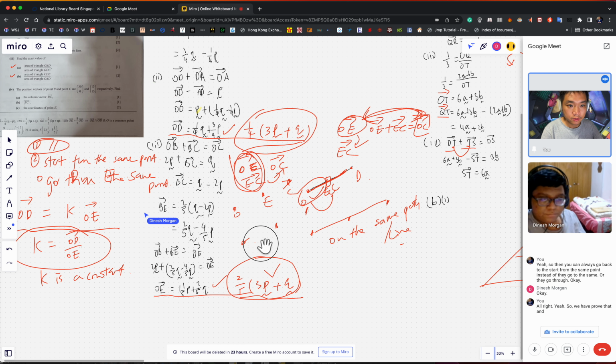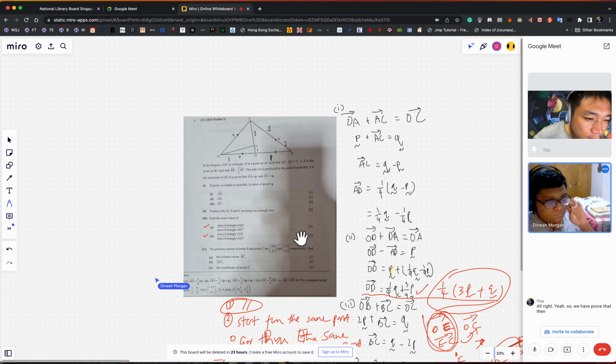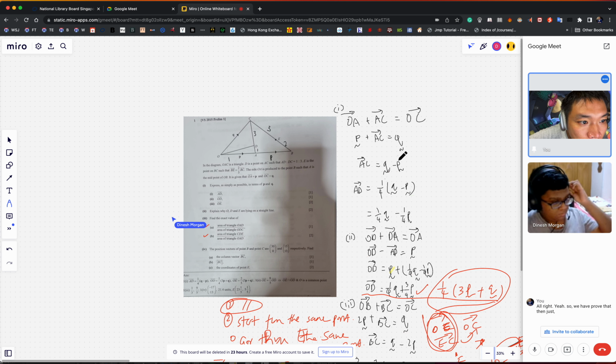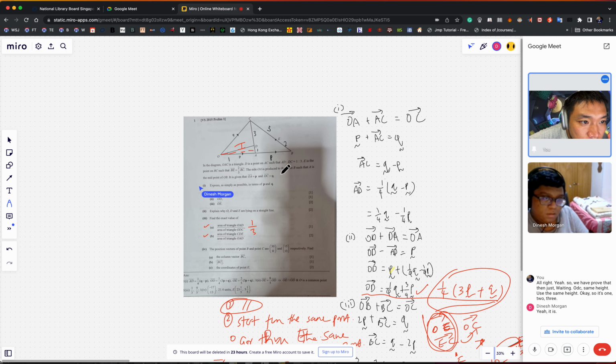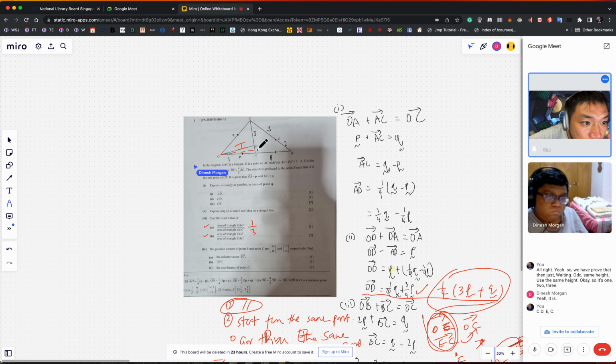Then, of course, area. OAD, ODC, same height. Use the same height. So it's 1 to 3. Yeah, CDE, CD. Oh, you need to connect it. OAD.